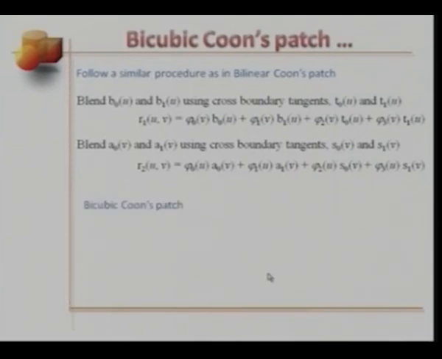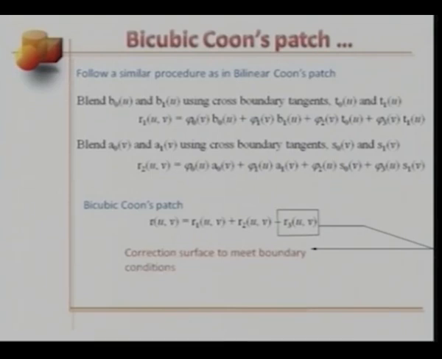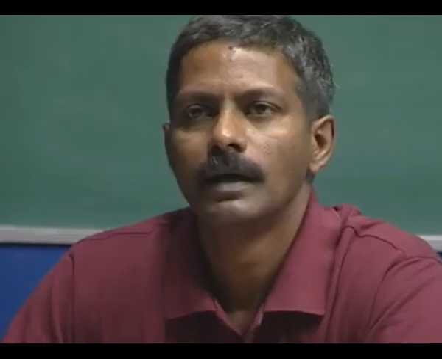So our bicubic Kunz patch is given by R of u and v is equal to R1 of uv plus R2 of uv minus the correction surface, as in the case of bilinear Kunz patch, which is R3 of uv. Once again, we will determine this correction surface to meet all the requisite boundary conditions. Let's continue.